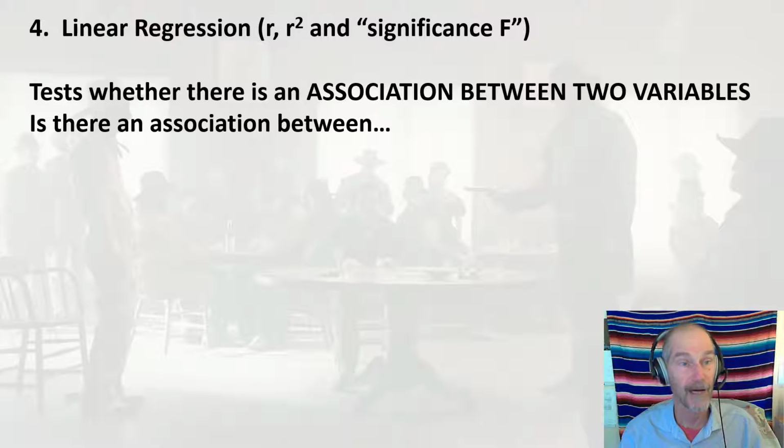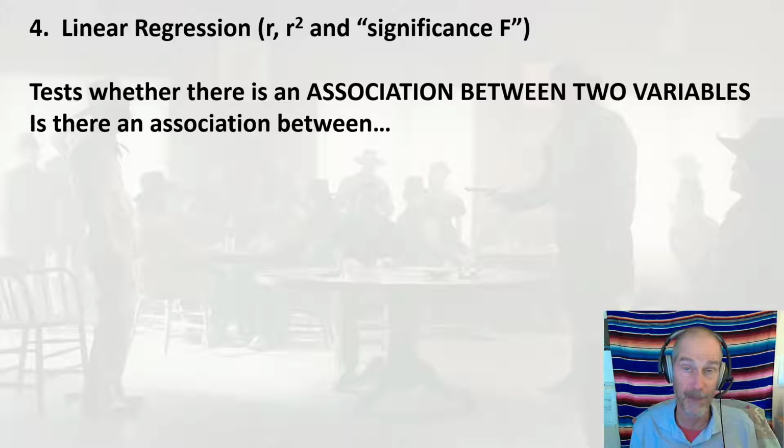Okay. The fourth is linear regression, which includes R, R squared, and significance F. So I'm kind of bundling several tests into one. The linear regression, please forgive me. The linear regression, all these things do is they test whether there is an association between two variables. So that's not comparing means. It's looking at the association between variable 1 and variable 2 in a scatter plot, for instance.